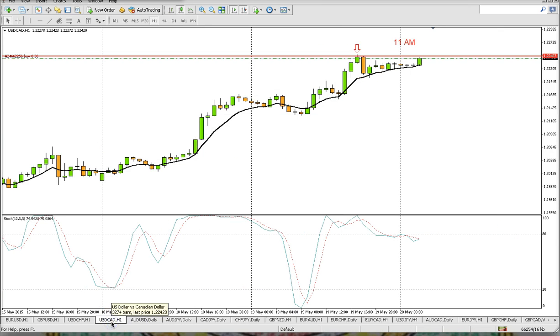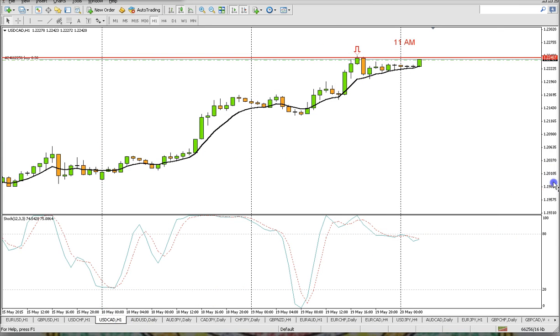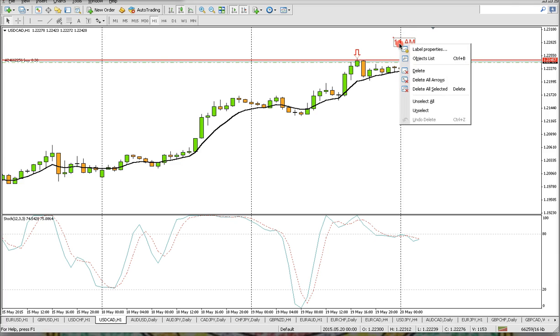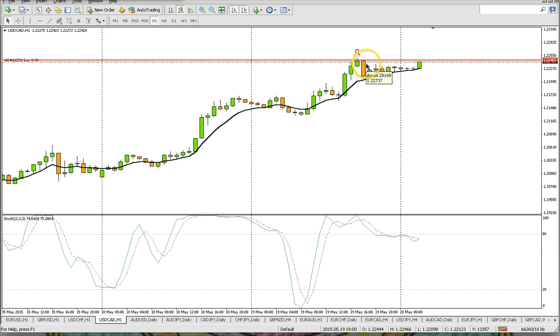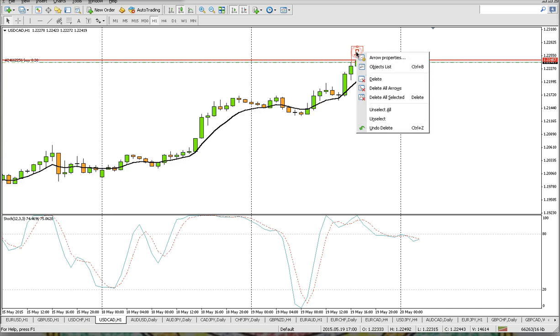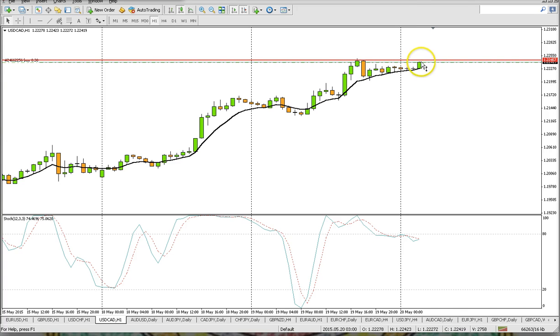A couple of other pairs. USD CAD should continue to go north. It needs to break this swing point, which is today's high. Once it can manage to break that 122.45, then we're looking at 123.50, 124.